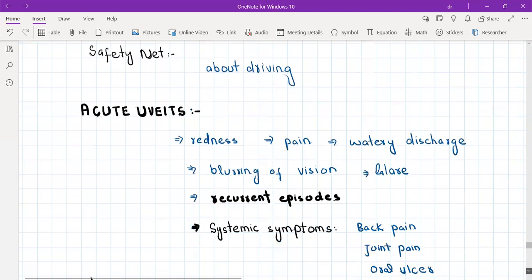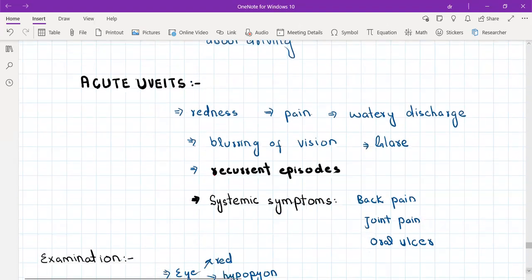Acute uveitis. So the first group that I talked to you about, the patient with red eye with defective vision and pain, I told you about 5 diseases, okay? But the most important here are glaucoma, okay, and acute uveitis.